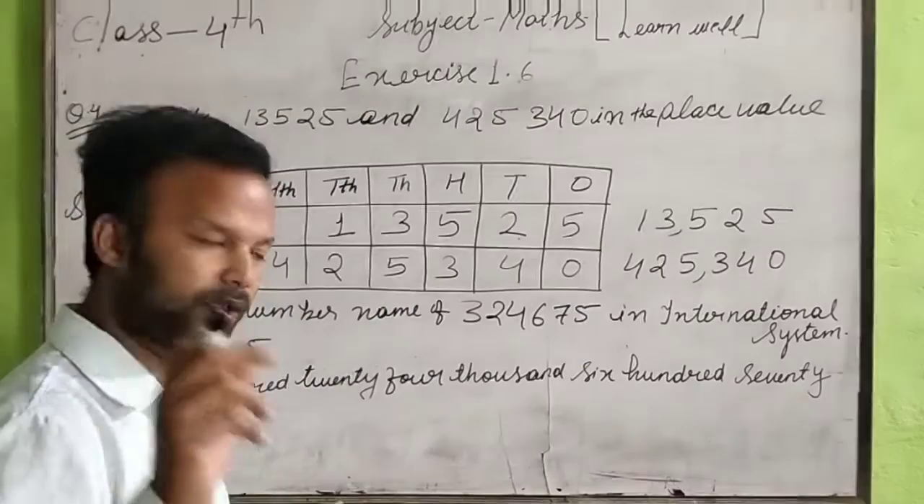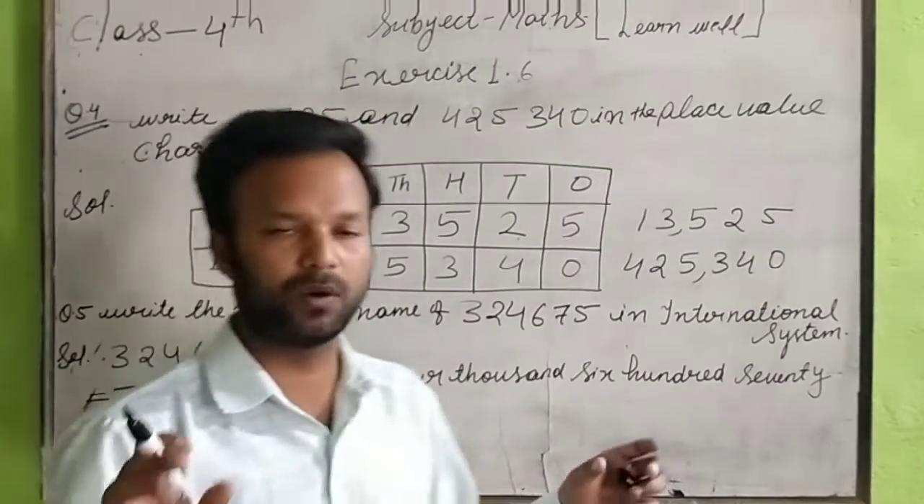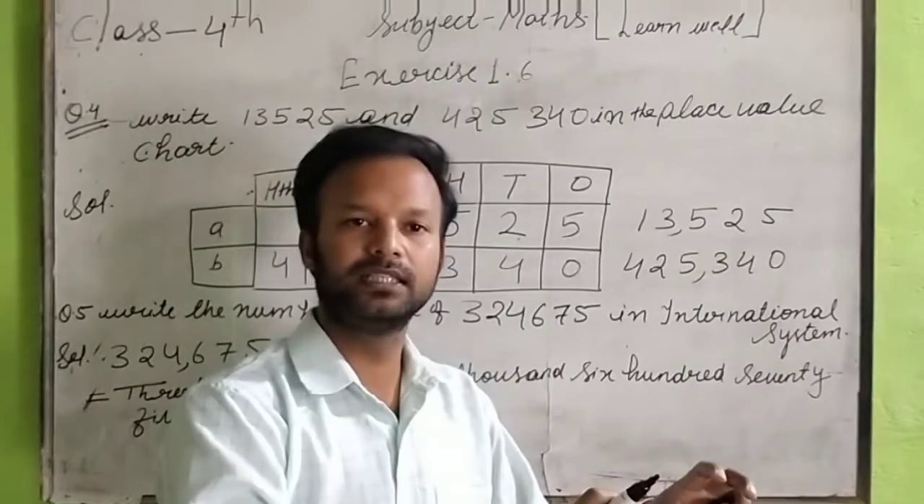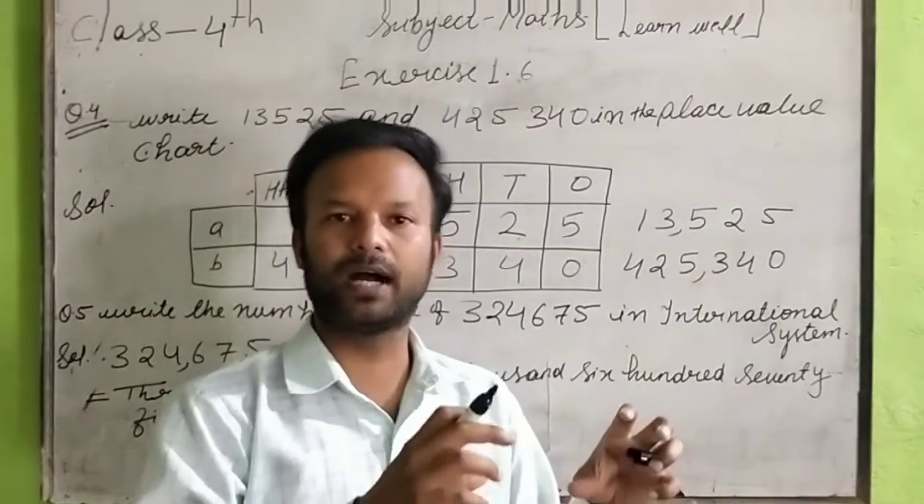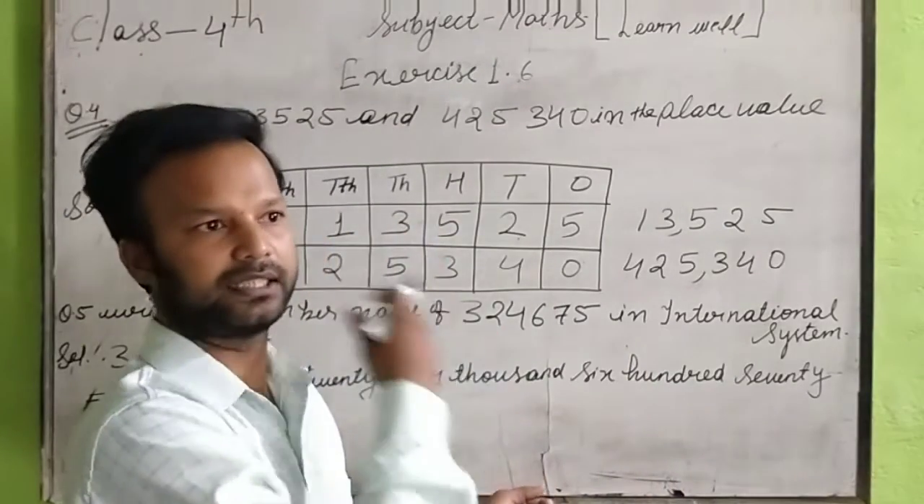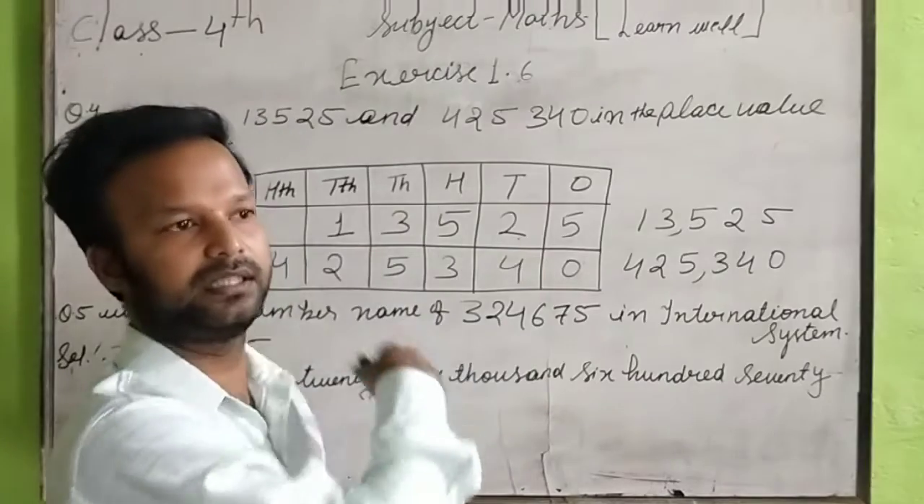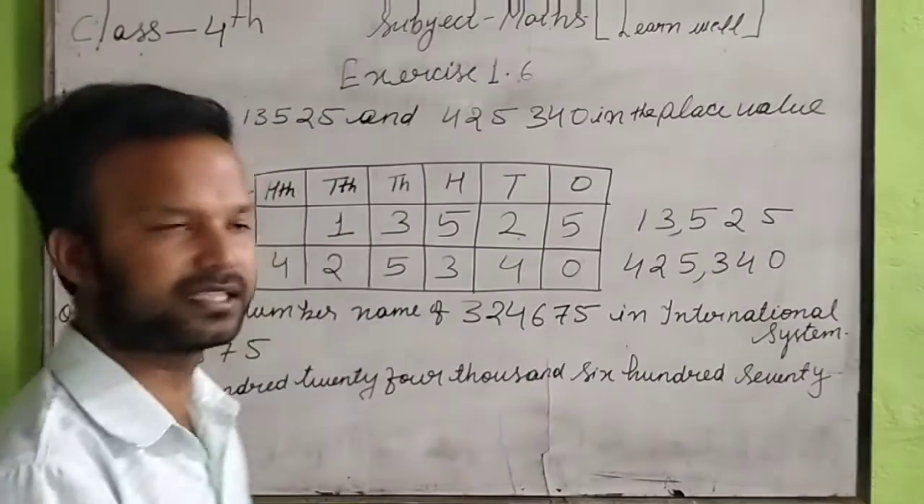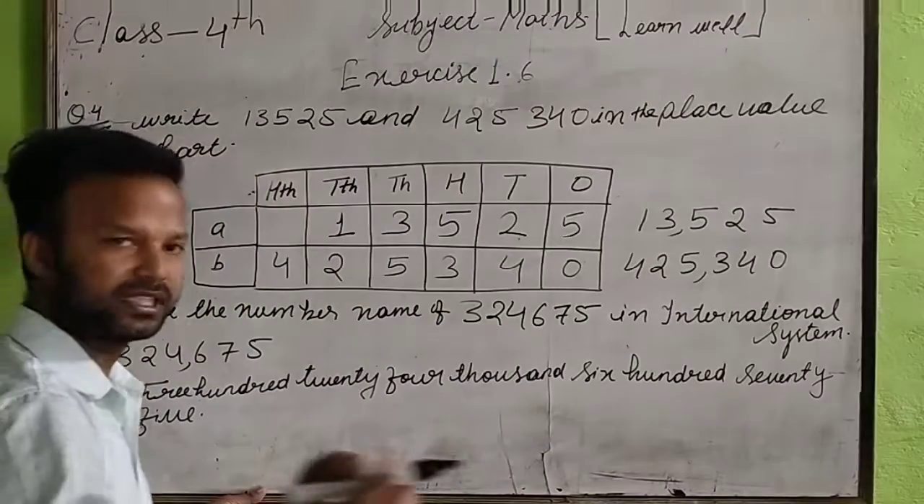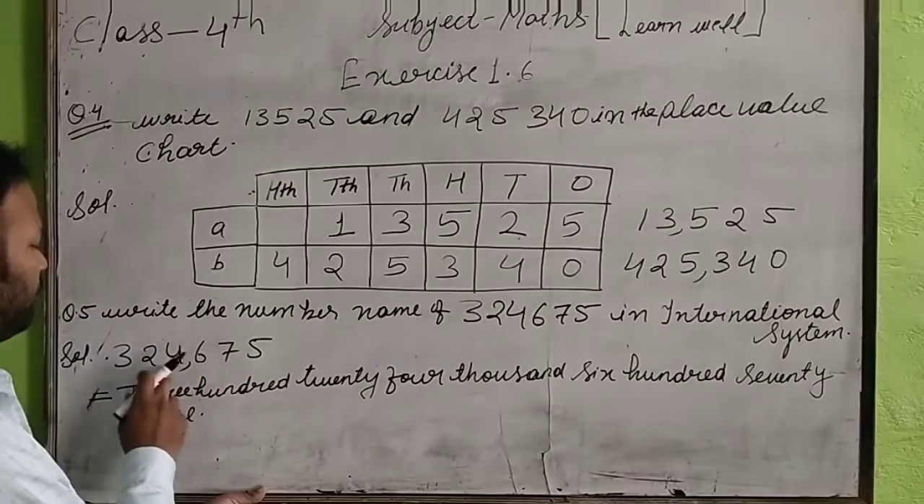As I already told you, in the international system the commas are placed just after every 3 digits, and we continue like this: 3 digits, then 3 digits, then 3 digits, as many digits as there are. Here there are only 6 digits: 1, 2, 3, 4, 5, 6.